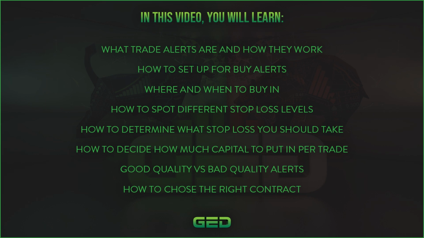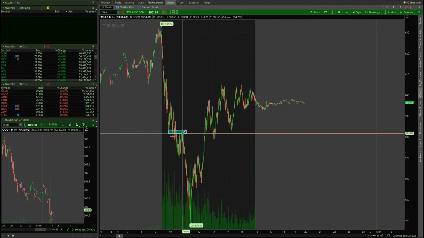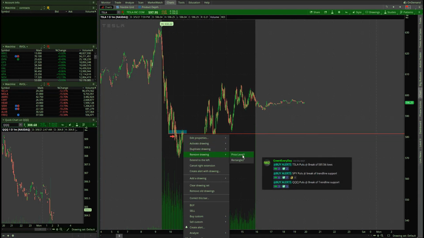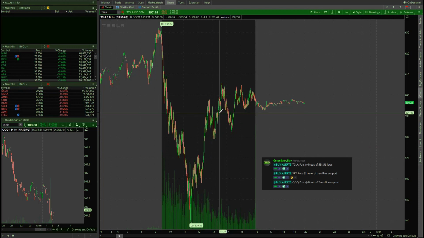All right, guys. So first and foremost, we have to understand what buy alerts are and the strategy or thought process behind the person providing them. Typically, buy alerts are simply levels of interest where a high probability setup is forming, and they are typically in support and resistance or market structure areas, such as chart patterns. So let's look at these 3 buy alerts from Friday as an example, and you're going to notice that each of them is based on a support or resistance level or trend line. The first alert of that day was Tesla puts at break of 581.56 lows.